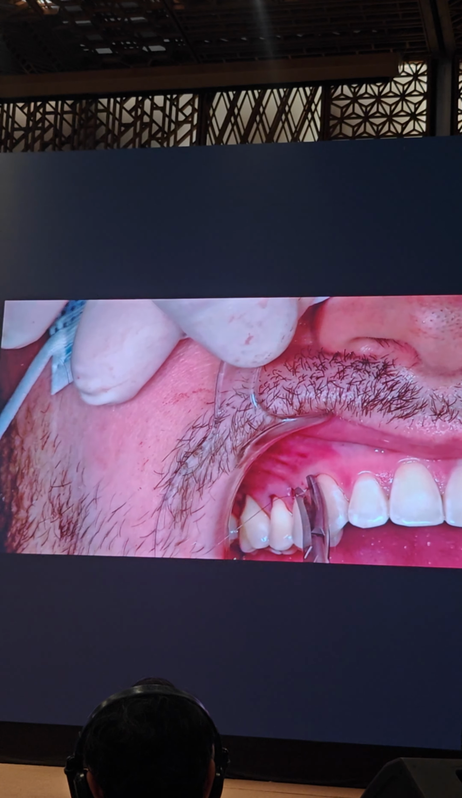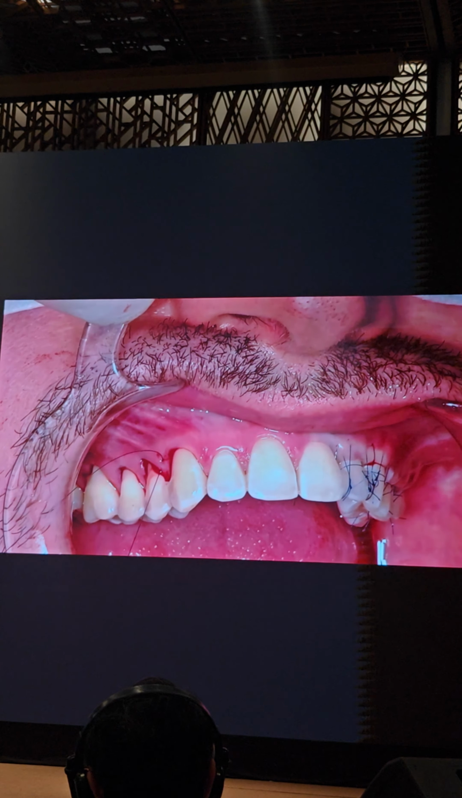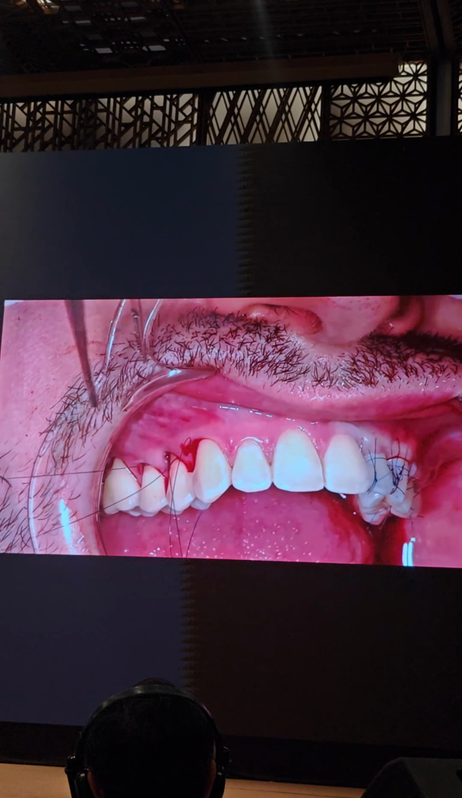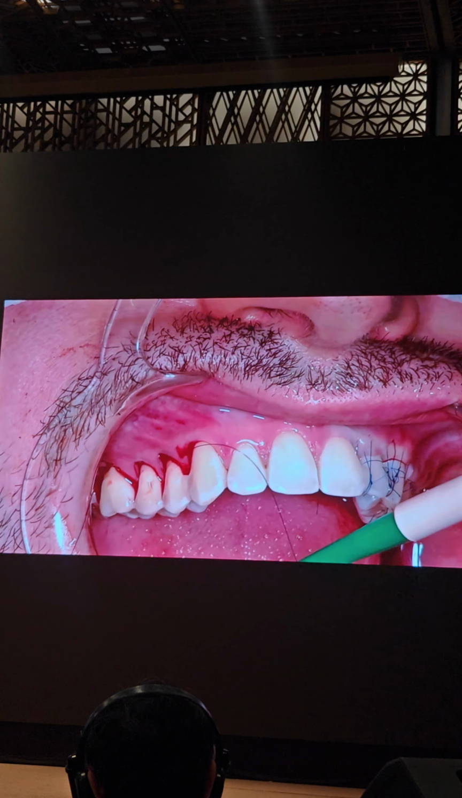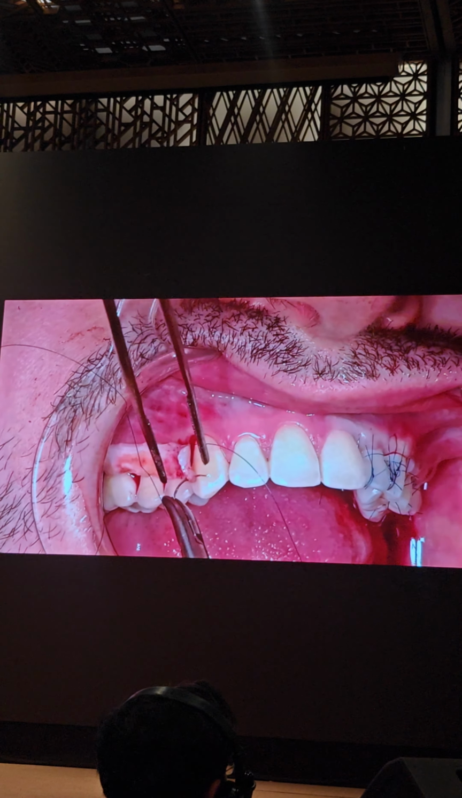Right. On the other side, it's quite the same. So the procedure will be a little bit accelerated. But basically, it's the same procedure.